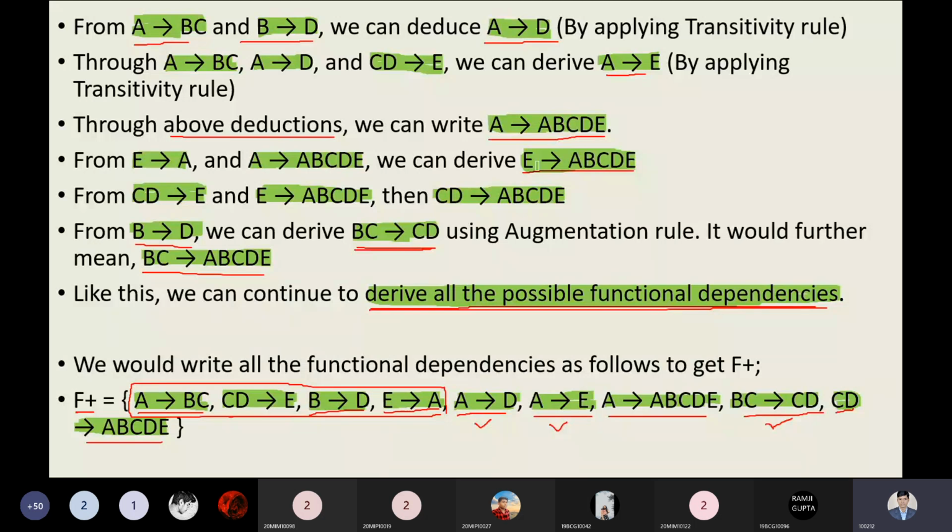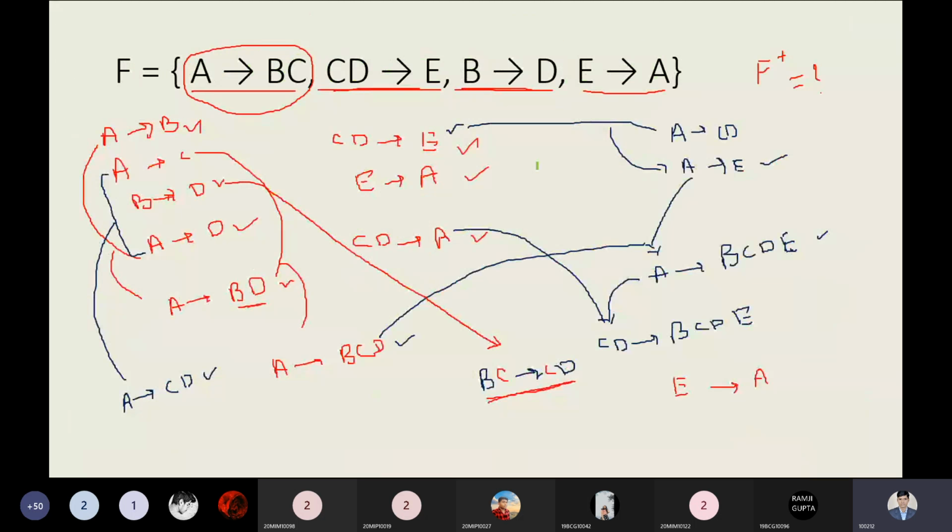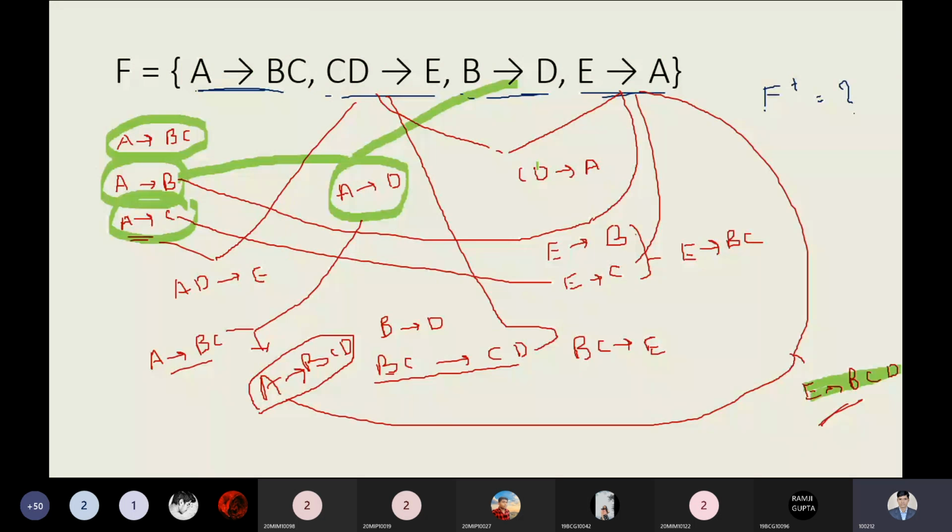Now clear? This concept is clear right now. How we are getting the thing? Just apply and use. Now it is clear to all right now, or any doubt so far? Just tell me right now. Any problem?